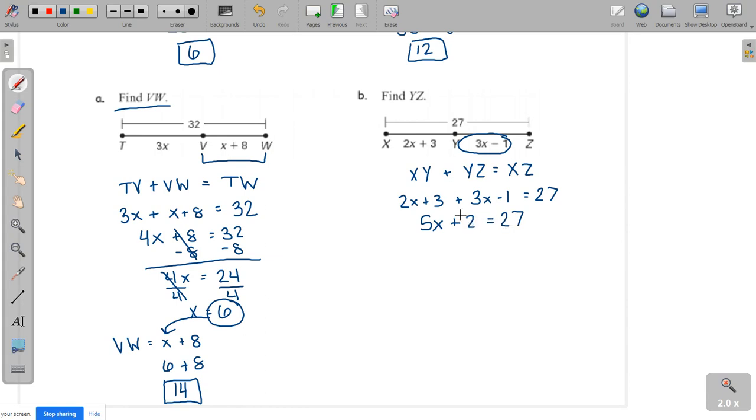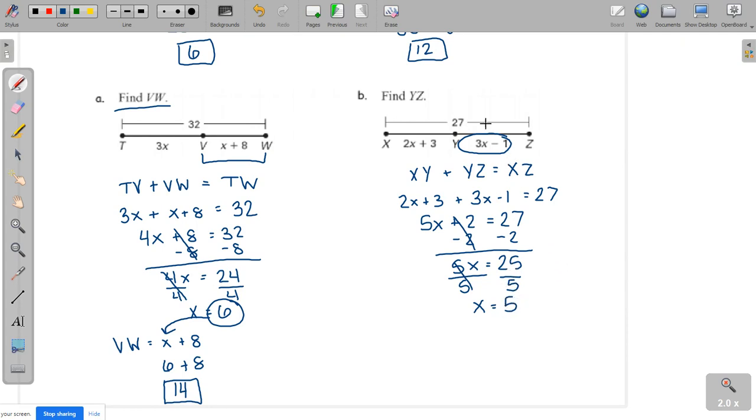Our loose number is plus 2, so we're going to subtract 2 from both sides. Bring down the 5x is equal to 27 minus 2, which is 25. 5x is multiplication, so we divide both sides by 5. So x equals 25 divided by 5, which is 5.